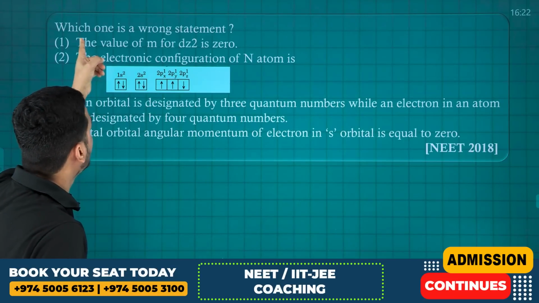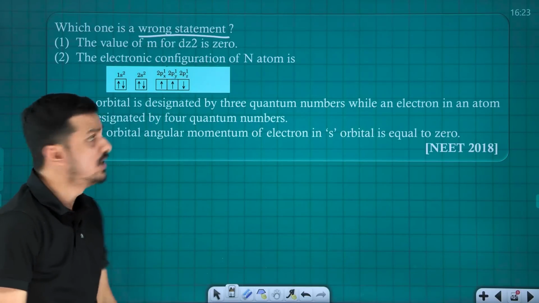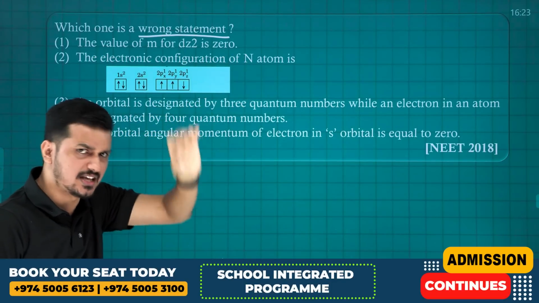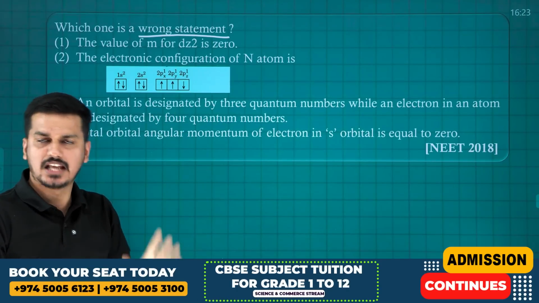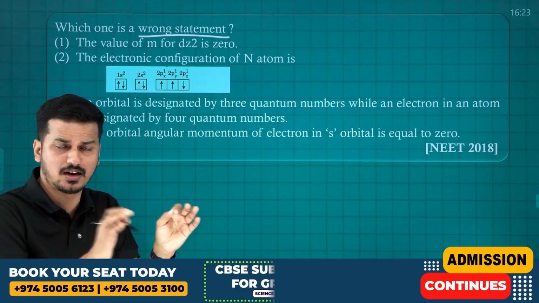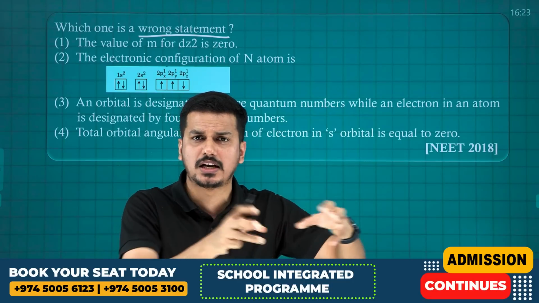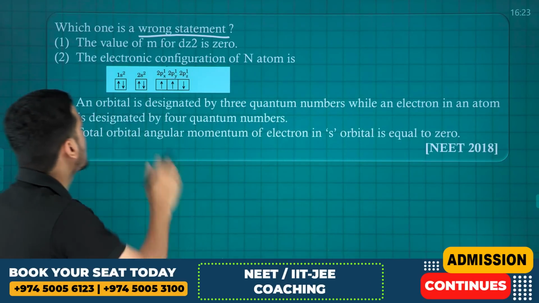Here you see, which one is the wrong statement? They are asking about the wrong statement. First one: the value of m for dz square is 0. Yes. What is m for dz square? 0 only. That statement is correct. The magnetic quantum number for each orbital is assigned one value. For dz square, the m value is 0. That statement is correct.